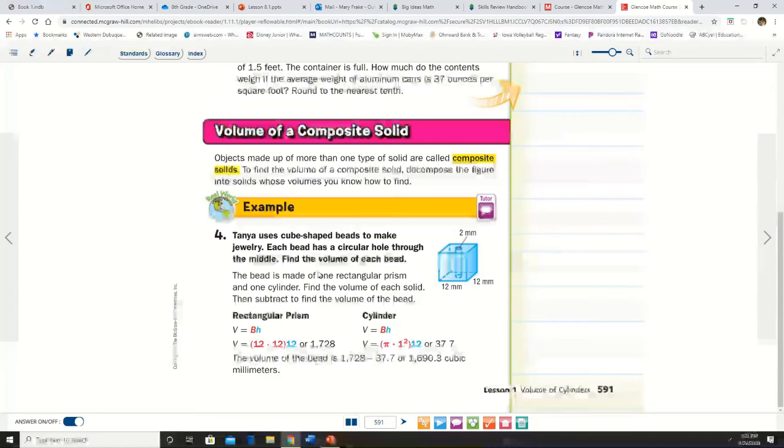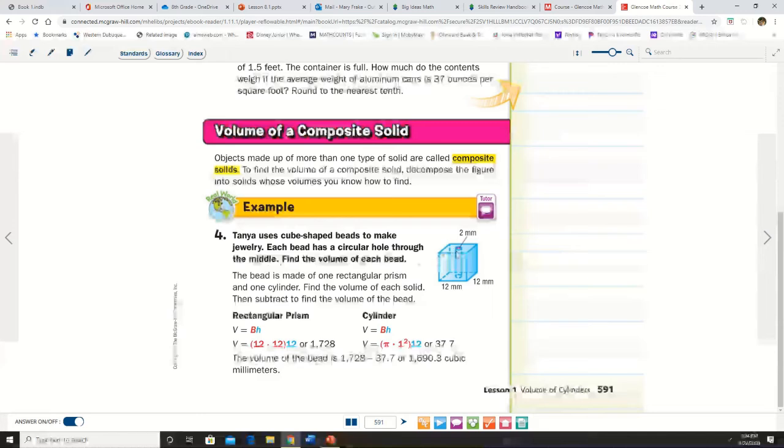So when we take a look at this one, they have a cube, and then what they've done is they've bored a circular hole through the middle. So our job is to find the volume of each bead. Let me read this. Tanya uses cube-shaped beads to make jewelry. Each bead has a circular hole through the middle. Find the volume of each bead.